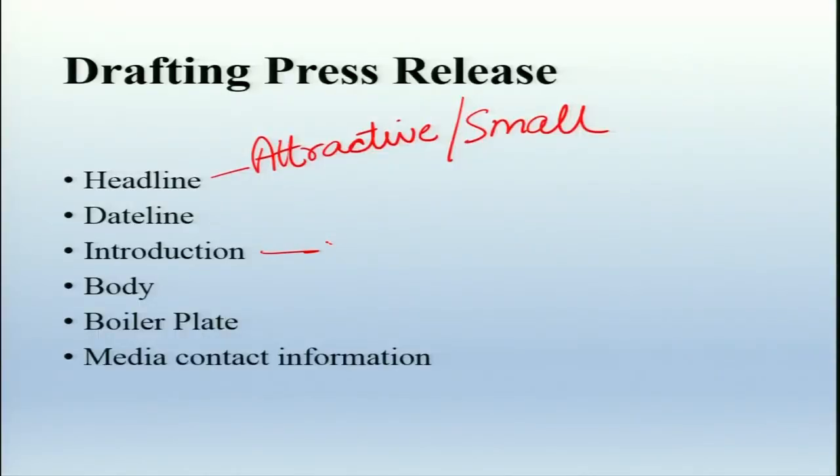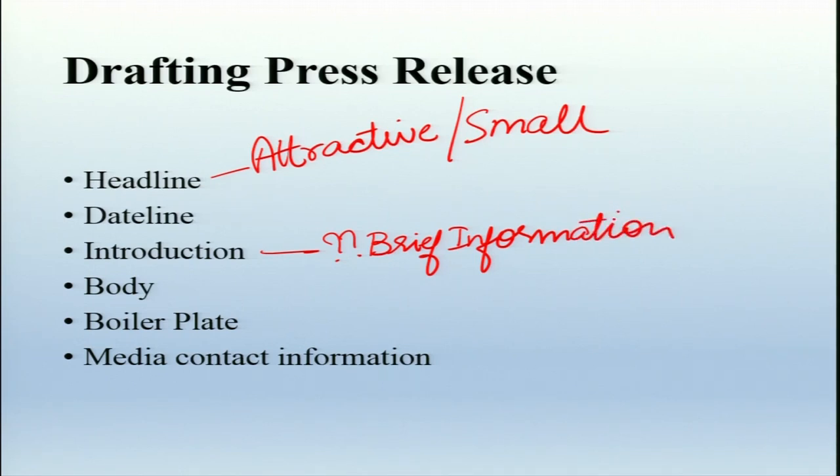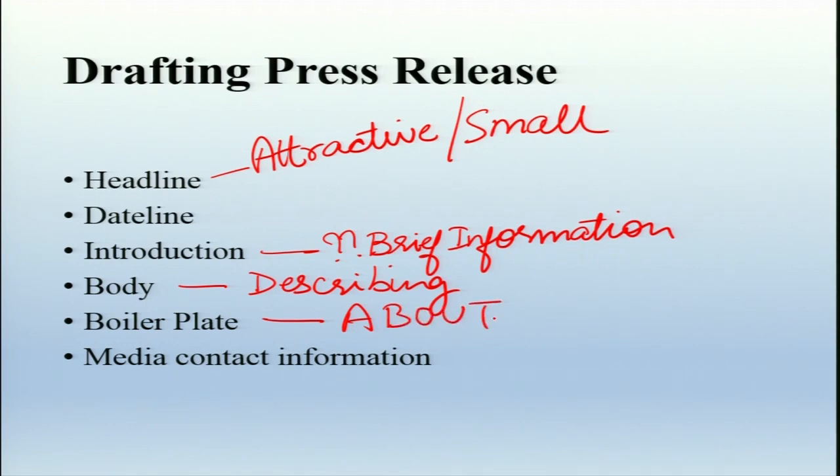Introduction is again a very important thing, because it's the initial part after the headline which is going to give brief information about what the press release is all about. And then you can go on for the body part for describing the press release. And last is the boilerplate section. Boilerplate section is the about section, about the organization. Something enthusiastic, energetic which you want your people to know about your company should come in the boilerplate.